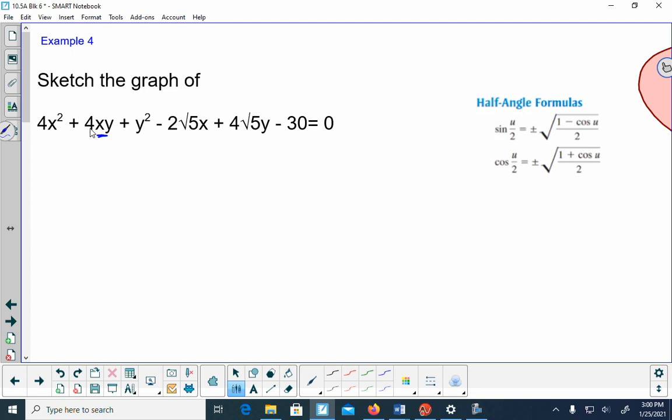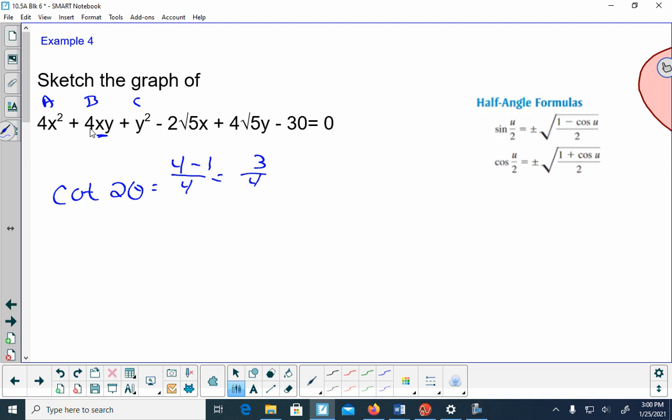The first thing I'm going to do is figure out how much I need to rotate my axes. So I'm going to use the formula cotangent of 2 theta is equal to a minus c over b. Remember, a is the coefficient of x squared, b is the coefficient of the xy term, and c is the coefficient of the y squared term. In this case, I'm going to do 4 minus 1 over 4. If I reduce that, I'm going to have 3/4.